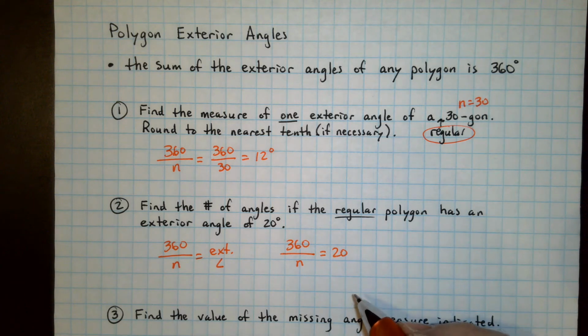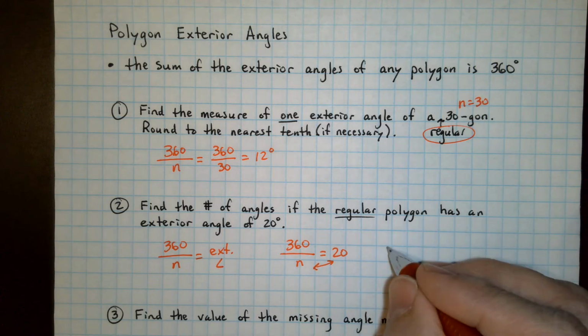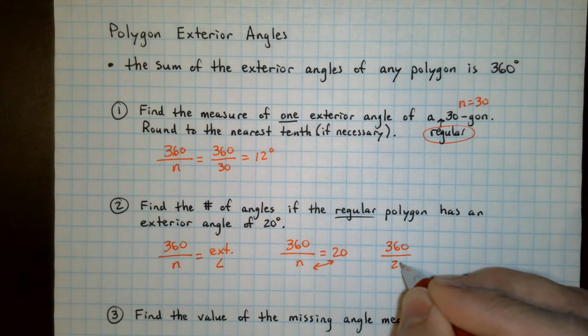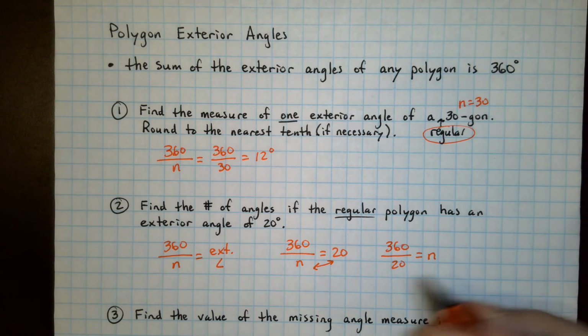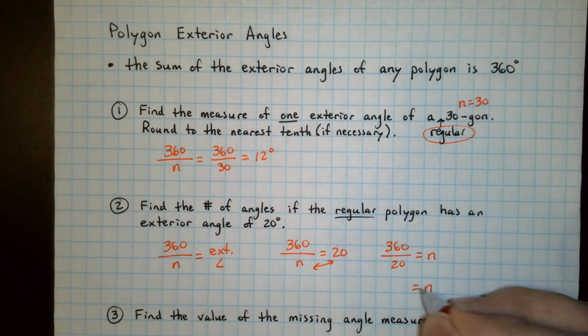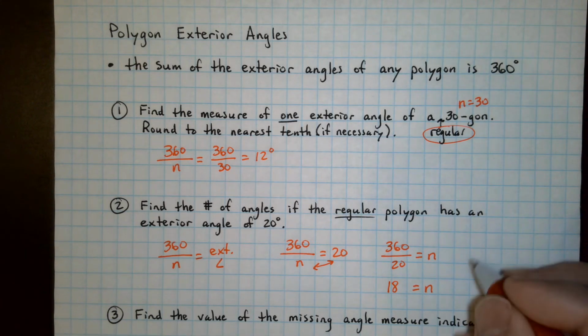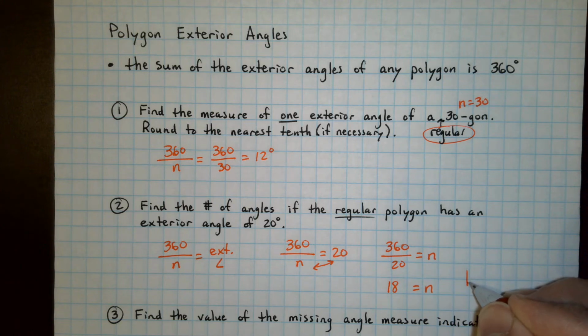With a little bit of algebraic magic here, these are going to switch places, and you're going to have 360 over 20 equals n. That only works because n can't be 0. But the result is 360 divided by 20 is 18. So this has 18 sides, 18 angles, and that would be an octadecagon, or in some cases people would write an 18-gon.